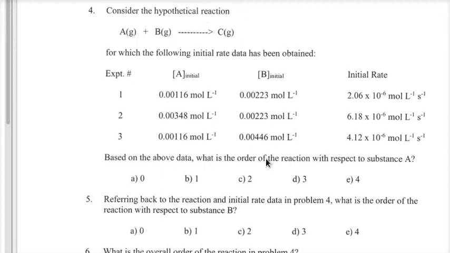Number 4. We want to know the order of the reaction with respect to substance A. So we're going to look for 2 experiments where B doesn't change, so that we can compare how A changes on its own. From here to here, B does not change and A does change. Does the rate change? Yes, so it's not 0 order. Let's do some actual math.